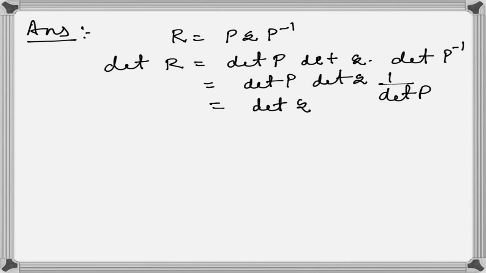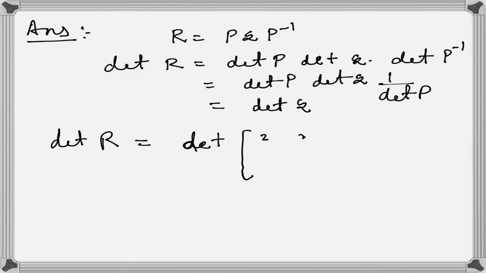Okay, so let's take the Q matrix. Let me just delete this. Sorry, I'm making too many mistakes. The determinant of R is equal to the determinant of Q. So what is the determinant of this matrix? What is the Q matrix?